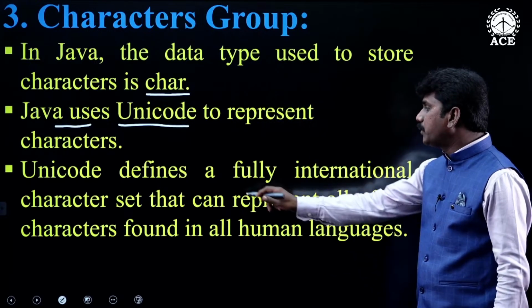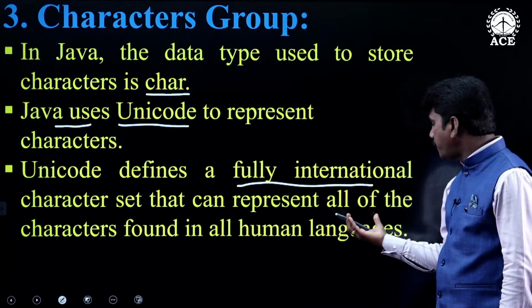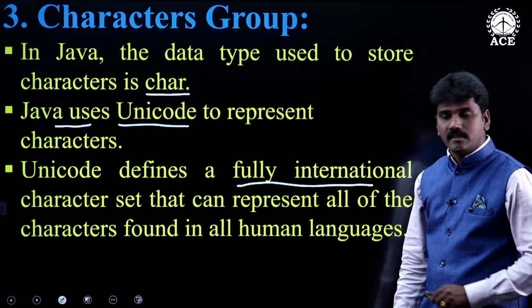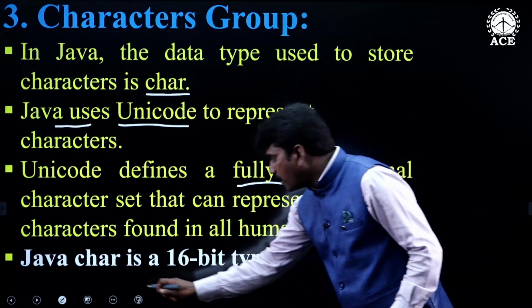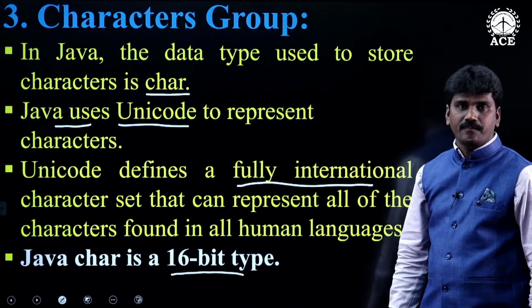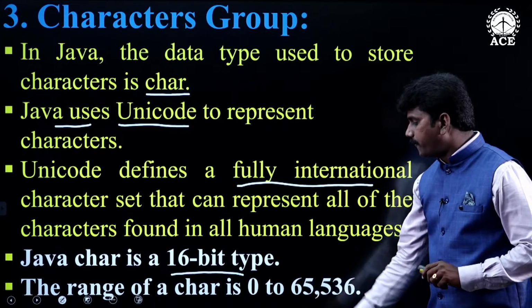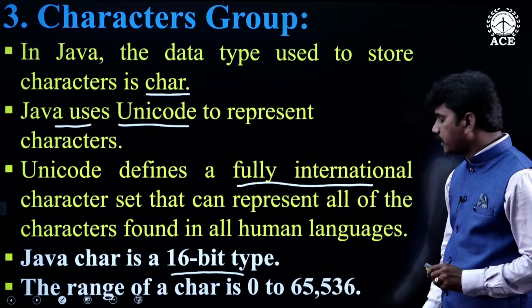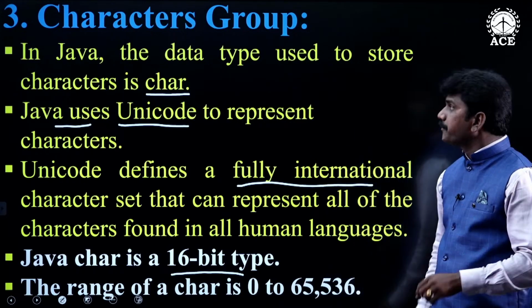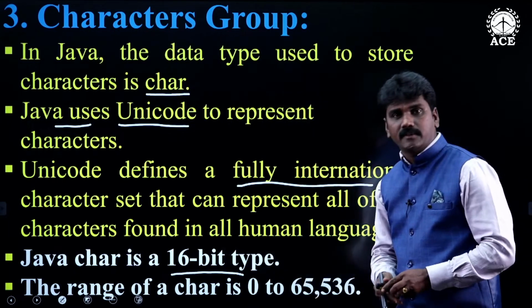Unicode defines a fully international character set that can represent all of the characters found in all human languages. So the size of this character data type is going to be 16 bits. And the range of char is 0 to 65,536.